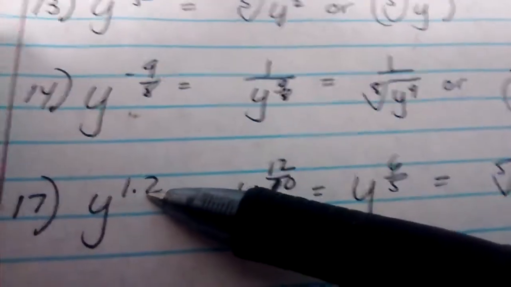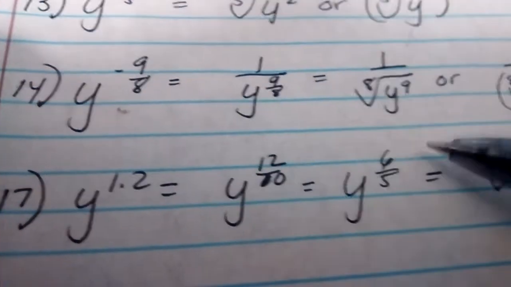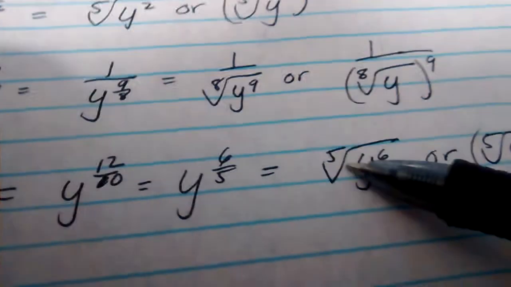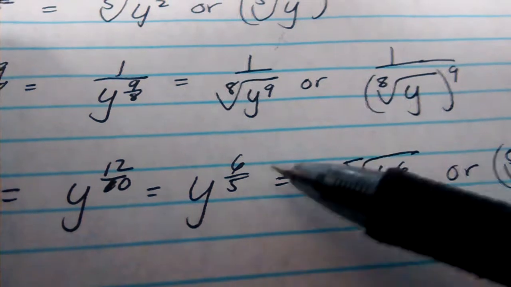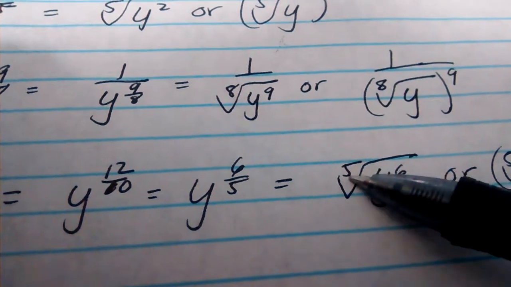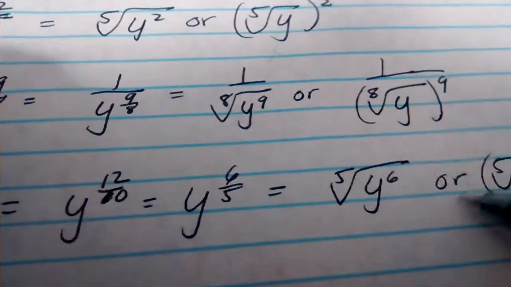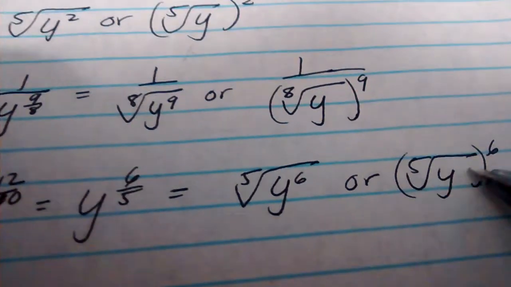Okay, with this one you would change it into a fraction first and simplify it, and then write it in radical form with the denominator as the index and the 6 as your exponent, or you can write it this way.